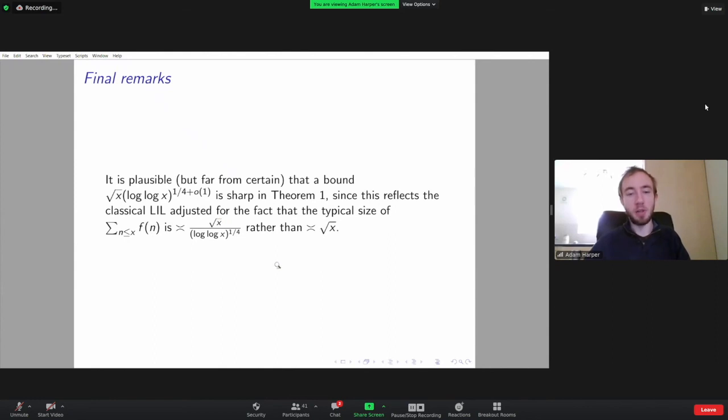There are a lot of issues in trying to get a matching upper bound. We don't have one at the moment. But I would cautiously guess that this exponent 1/4 is the correct thing for the partial sums of a random multiplicative function.